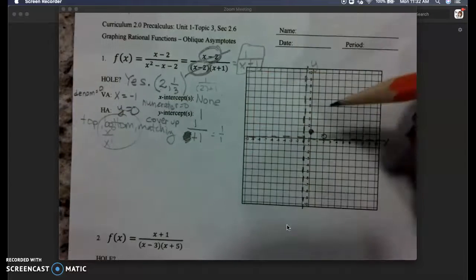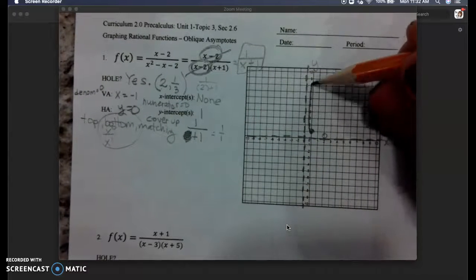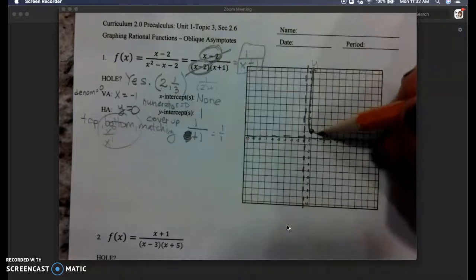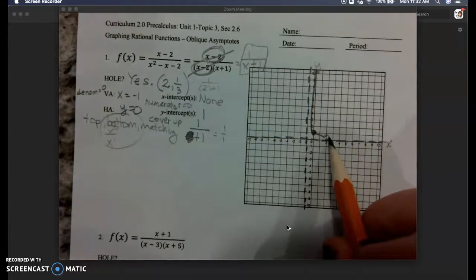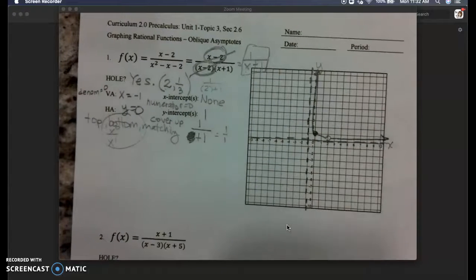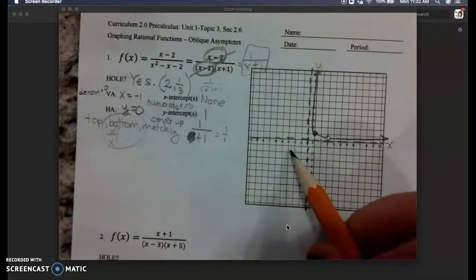And now you can graph your picture. Get really close to them. Don't go through your hole because I don't want to cover it up. And go along the asymptote. And then I draw the diagonal piece.